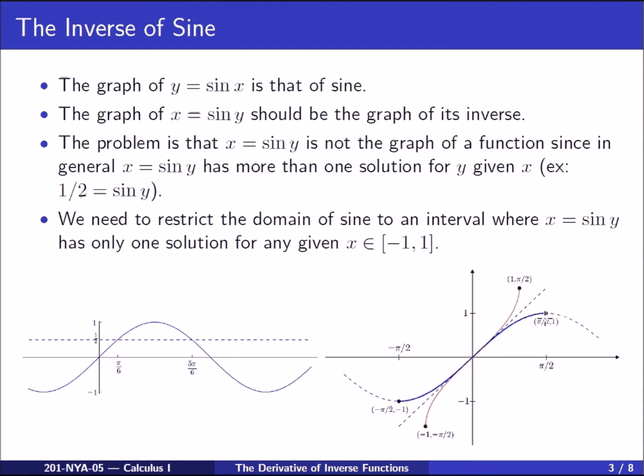If we reflect the blue curve across the line y equals x, we will get the red curve, and it will be the graph of the inverse function, which we will call the arcsine function. So the arcsine function starts at (-1, -pi over 2) and ends at (1, pi over 2).